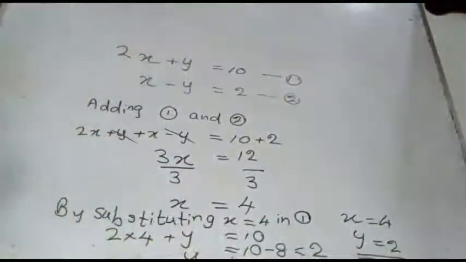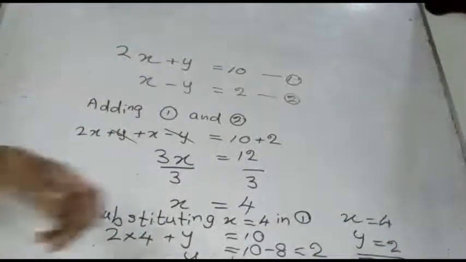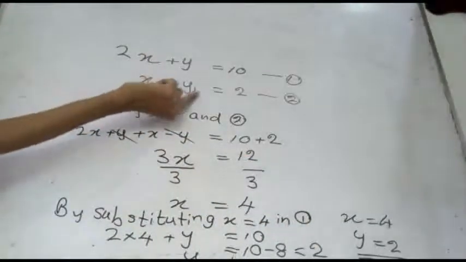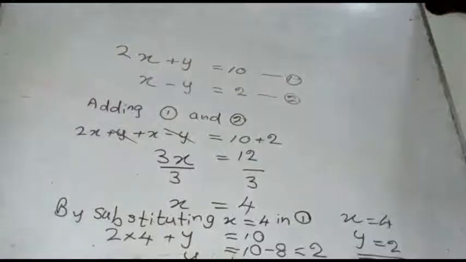Then we check the accuracy of the answer. x is equal to 4. 4 subtract 2 is equal to 2. Yes, the answer is correct.